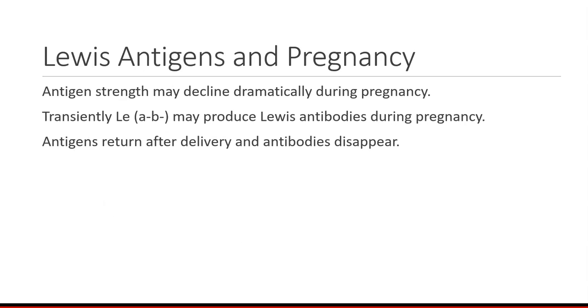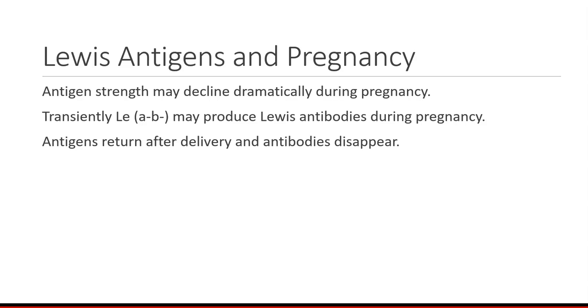Pregnant women can be kind of weird, and I can say that because I've had several children. And Lewis antigens in pregnancy are kind of fascinating. During pregnancy, the antigen strength may decline dramatically. In fact, many pregnant women transiently, meaning temporarily, become Lewis A neg, B neg.